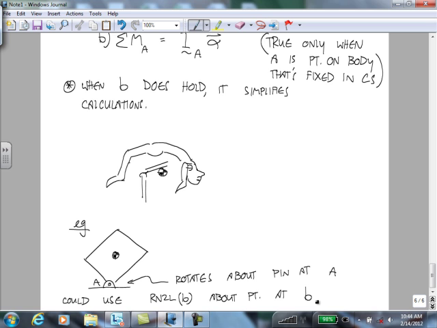B, I mean this equation. Oh, that was just because I was trying to write and talk at the same time. About pin at A. Oh yeah, that's wrong. Thanks.